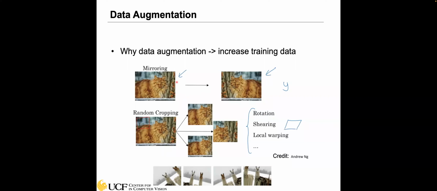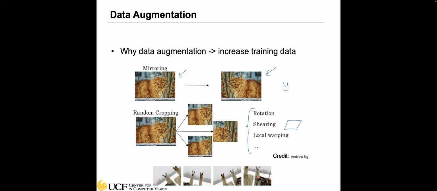There are some very common data augmentation techniques. We can do mirroring, just like when you watch yourself in the mirror. We can also do random cropping, so basically you crop one region at different locations of the image to make new images. And we can also do some rotation, shearing, or warping, so you end up with new images.